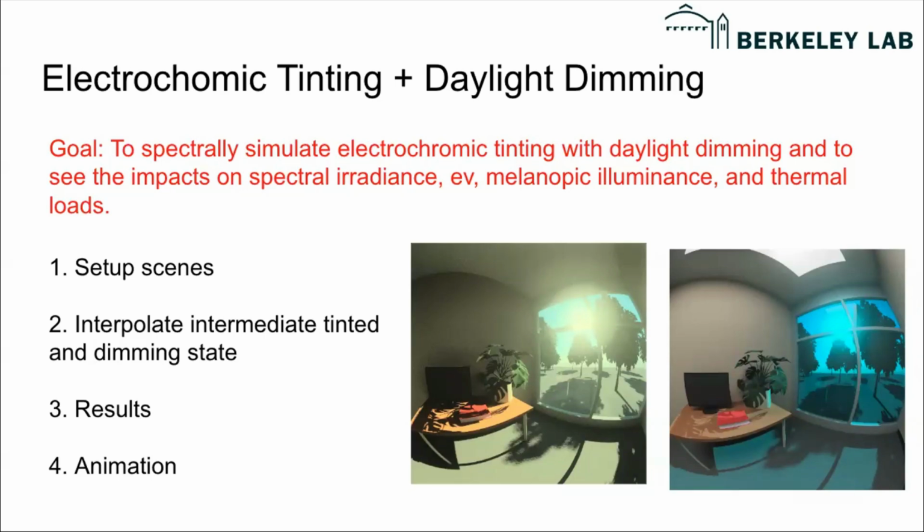So first I will show you how I set up the scene, mainly focusing on the material primitives. And then I will show you how you interpolate the intermediate tinted states. I will be showing you the 60% rendering and then the 1% tinted rendering, and how you interpolate the tinted states in between and the dimming states between that. And then I will show you some of the results, and I will wrap it up with an animation.